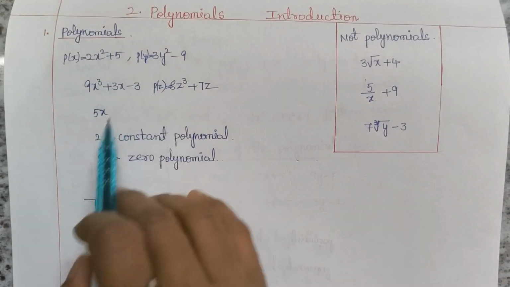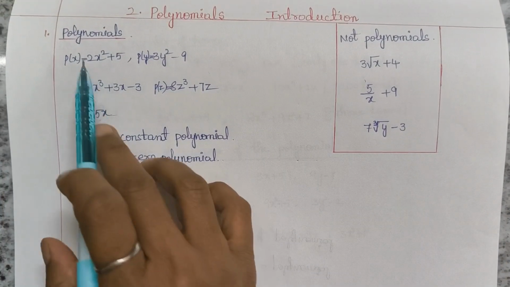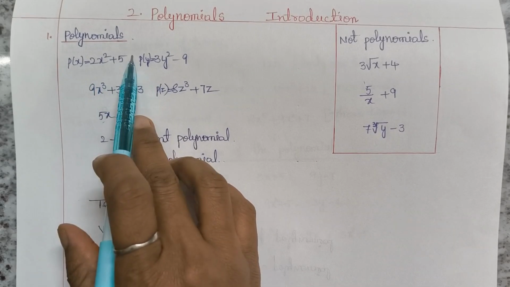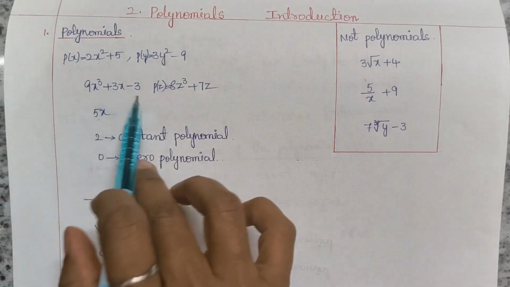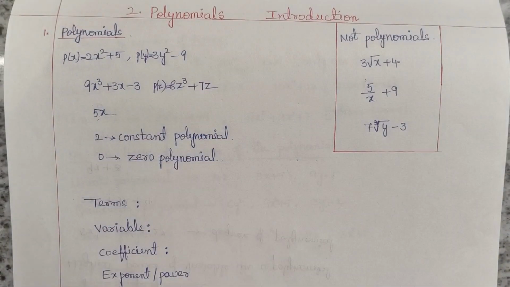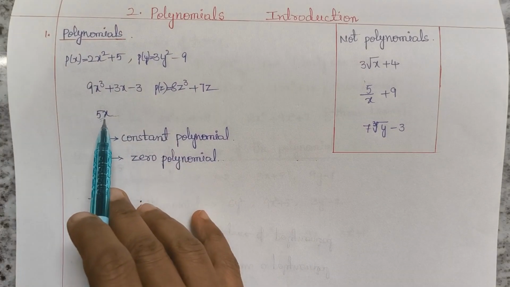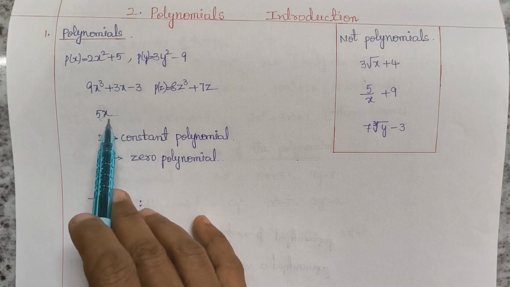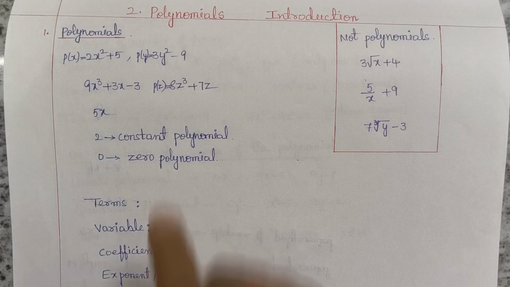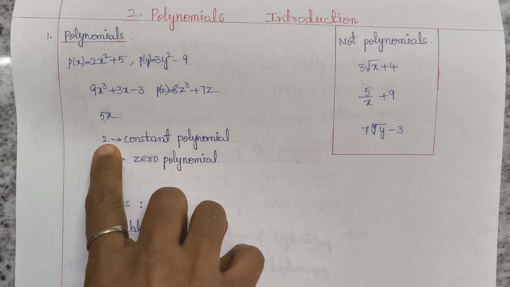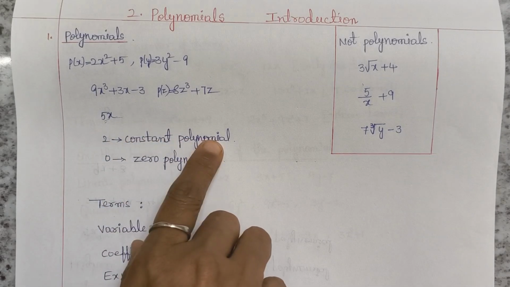Next, here only one term is there. You observed here two terms are there. So then too it is a polynomial. This is also a polynomial. However many terms, it is a polynomial. Here only one term is there. One term also is a polynomial. Here only one number is there. It is a constant polynomial.